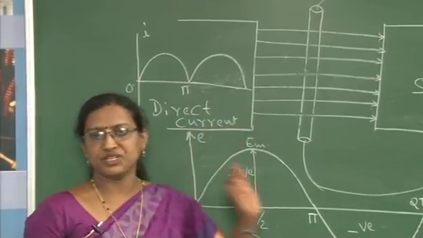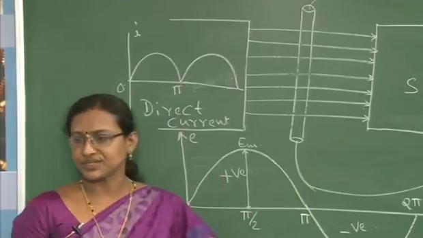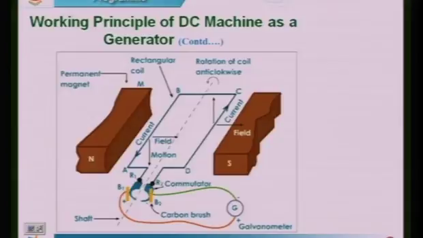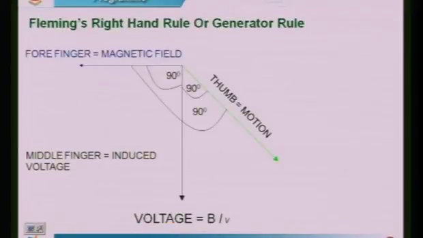That's why these machines are called DC machines. This is the working principle of a DC machine as a generator. Now, how exactly are you going to find out the direction of the voltage induced in the conductor? For this, we are going to use the right hand rule. This is also called the generator rule.